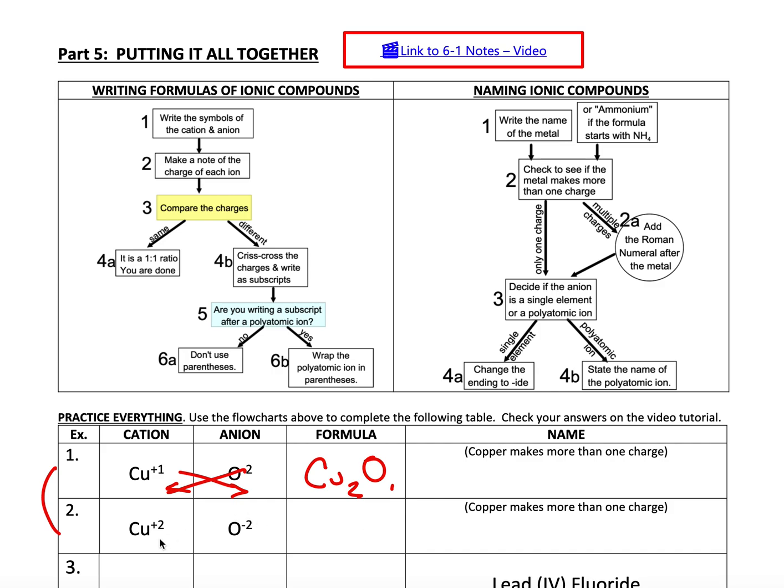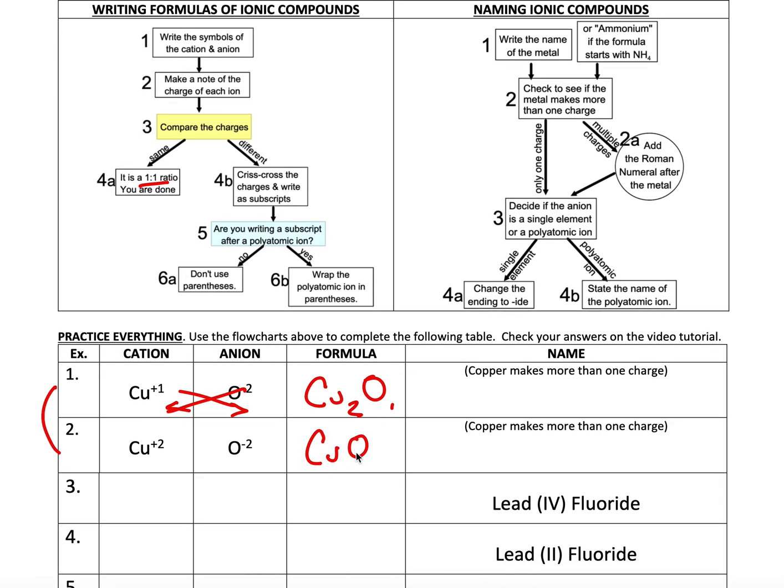The next one, Cu+2 and O-2, those charges, when we compare them, they're the same. It's a 1-to-1 ratio. We're done. We just write CuO. Done. So we got 2 different formulas because we had 2 different charges. Now I wrote you a nice little note, copper makes more than 1 charge. But if I didn't give you that note, you could obviously figure it out because you see 2 examples back to back with copper making 2 different charges.